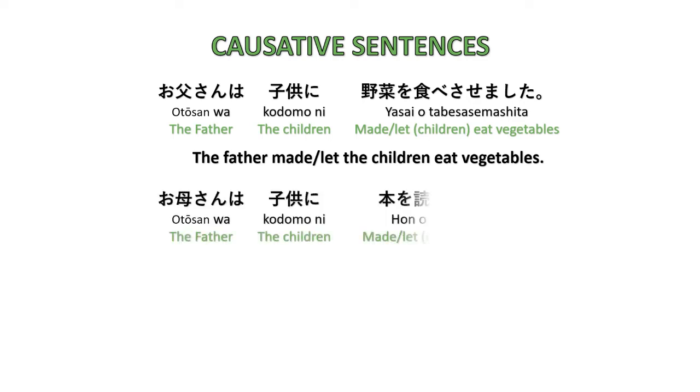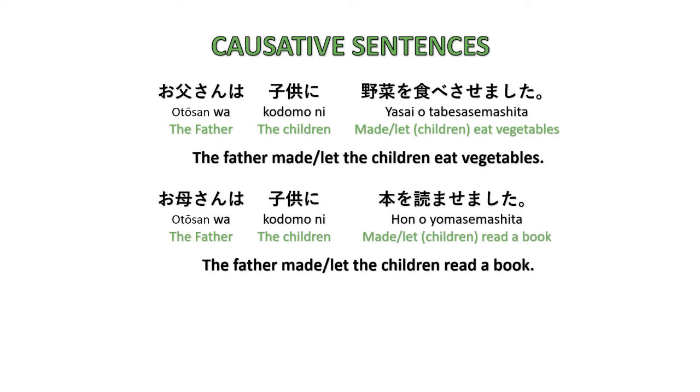Another, Otou-san wa kodomo ni hon no yomasemashita. The father made or let the children read a book. So this could mean again two things. If the children like reading a book, this could be translated as the father let the children read a book. But if the children do not like reading books, we could say the father made the children read the book. It depends on the context whether the father is an authoritarian father or a doting father.